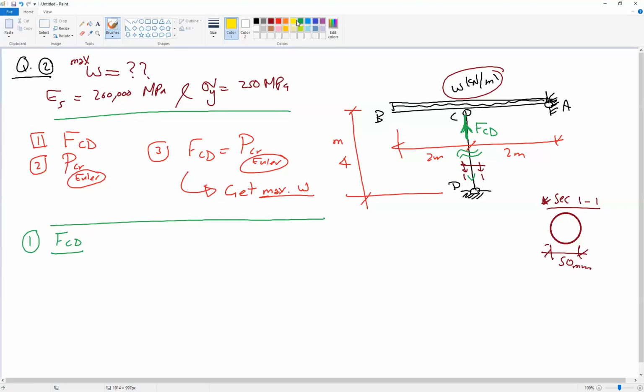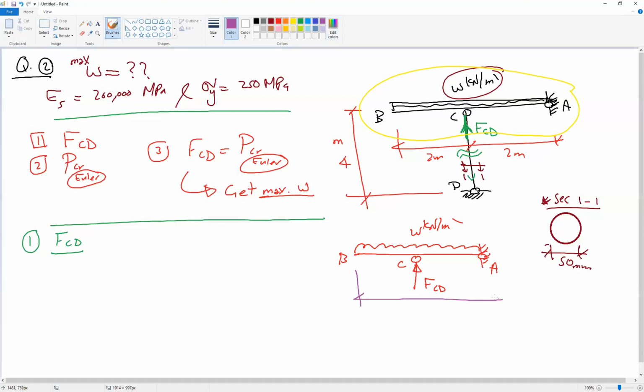If we deal with this part alone, we will have F CD, because this member acts as a hinge or roller under the beam. So we just deal with this portion A, C, B, with the uniform load W, and this is 2 meter, 2 meter. Because A is also a hinge, we will have a reaction here, YA. So we have FCD and YA as unknowns. To find these two unknowns, we need to concentrate the distributed load. We will concentrate this part here and this part here. This part will be 2 meter multiplied by W, so 2W. Also this part will be 2W.